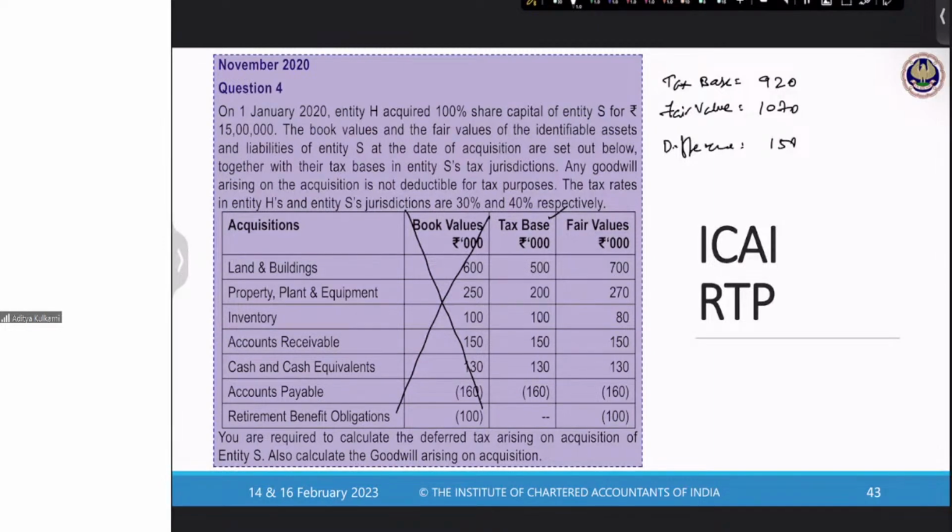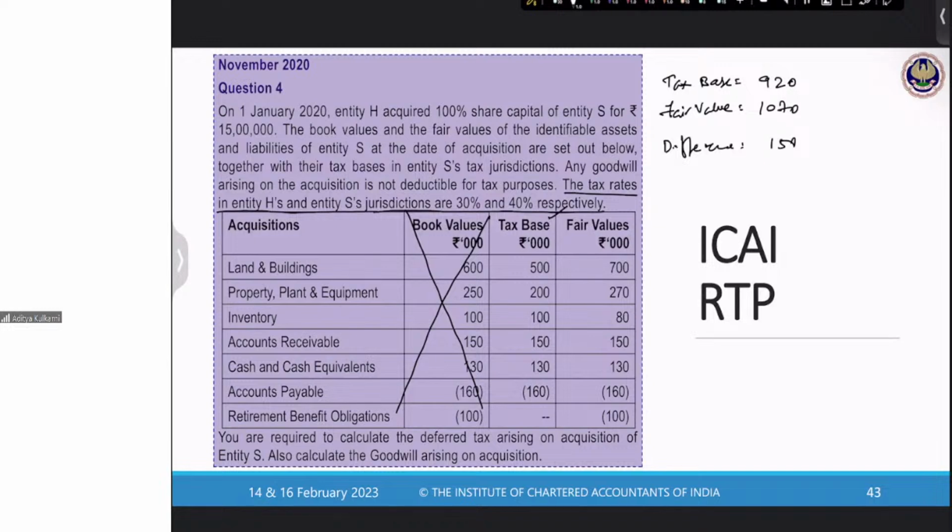Anybody who got this, excellent. So far you are correct. Now the problem arises is I am given two tax rates. The tax rate in the holding company's jurisdiction and the subsidiary's jurisdiction are 30% and 40% respectively. So my question is, which rate am I going to take? Will I take the 30% rate or will I take the 40% rate?